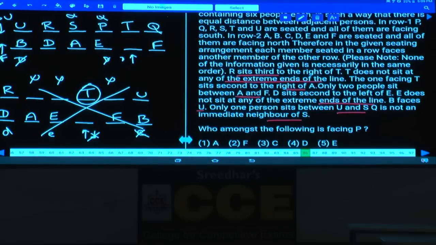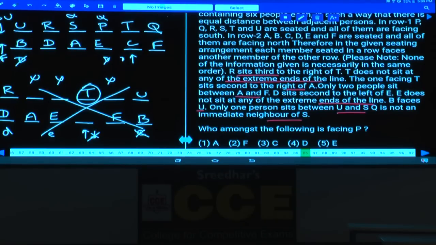P, Q, R, S, T, and U are the persons, and in this one A, B, C, D, and F are the persons. Clear now? And this is how these 12 persons were seated in two different rows, 6 persons facing towards south and 6 persons facing towards north, 86 to 90. Done with this?